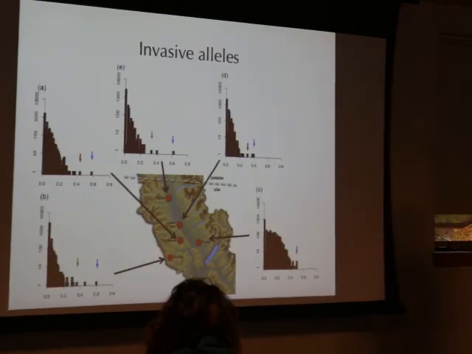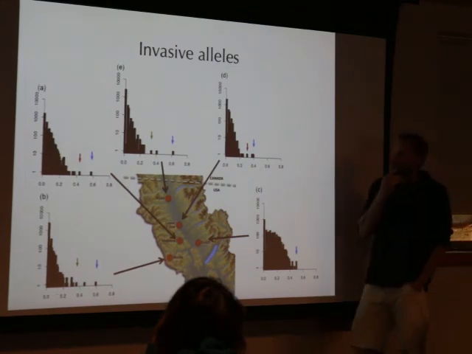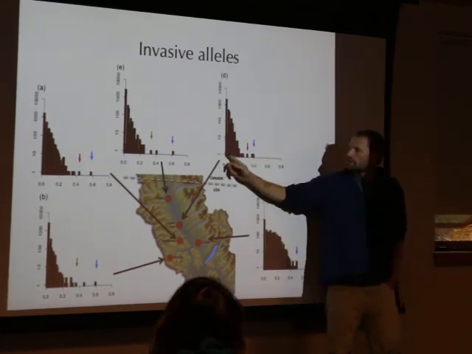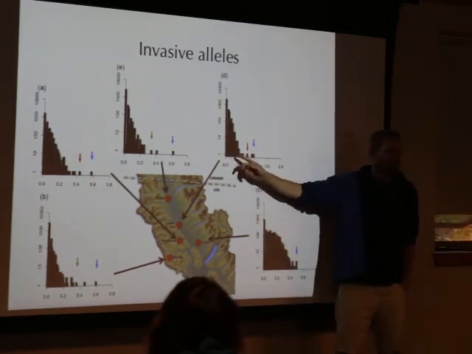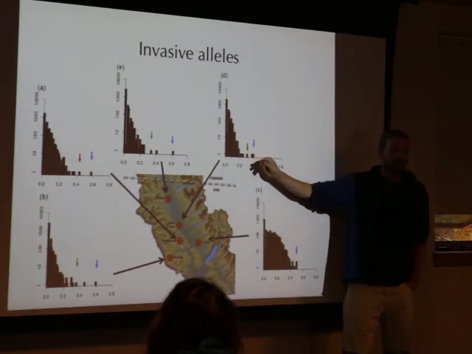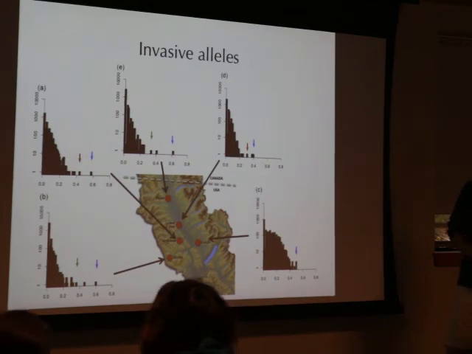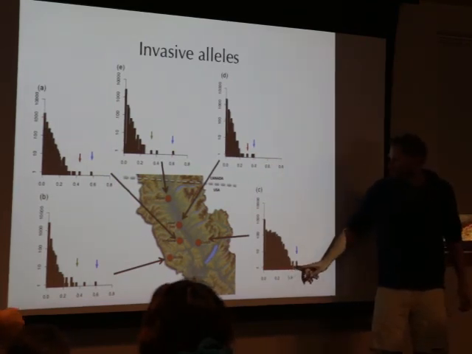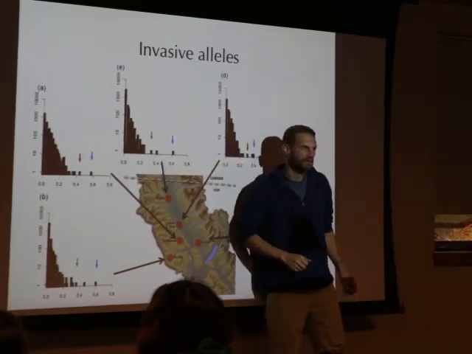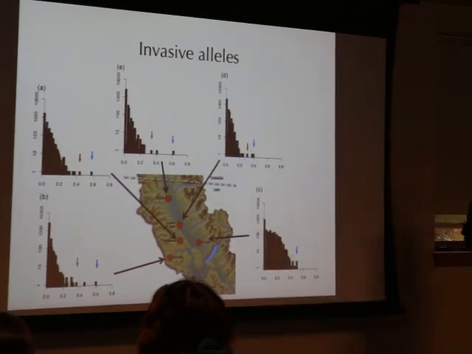But we can also look for invasive alleles, just like I was saying, using this sort of outlier approach. These are histograms of all of the different loci showing their relative frequency of rainbow trout alleles. You can see there are a few outliers, and some of those outliers are common across these different populations. So those are loci that show much higher frequencies of rainbow trout alleles.